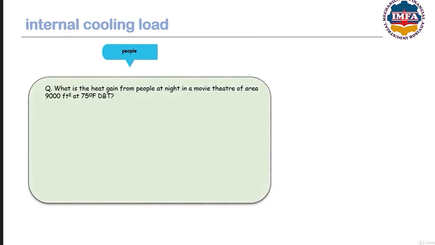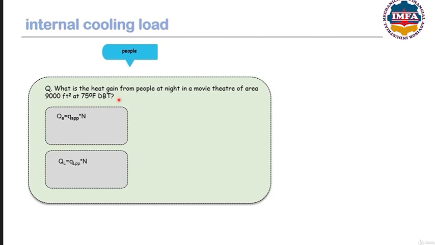This is a simple problem which will help you understand how to calculate the cooling load due to people. The question says, what is the heat gain from people at night in a movie theater of area 9000 square feet at 75-degree dry bulb temperature? Because the formulas to calculate sensible and latent cooling load due to people have already been discussed, we'll make use of these two formulas. But we need to get the values of these two terms from the tables.